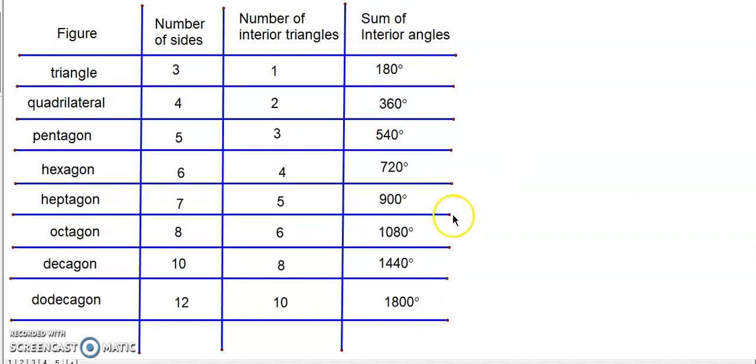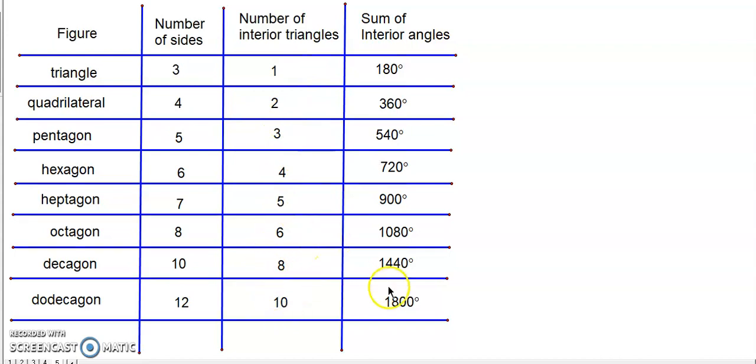So here we have filled out the chart. So we should notice something. Let's try and figure out a rule. So if we have the number of sides, then the number of triangles is always going to be how many less? If I have 10 sides, I can have 8 interior triangles. If I have 6 sides, it's 4. So you should notice that the number of triangles inside a polygon is always 2 less than the number of sides.